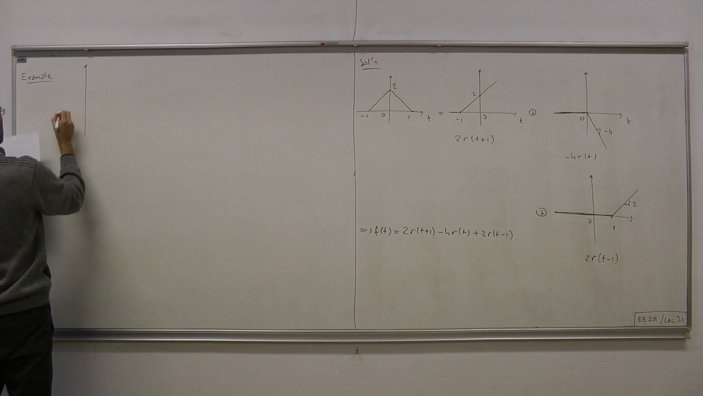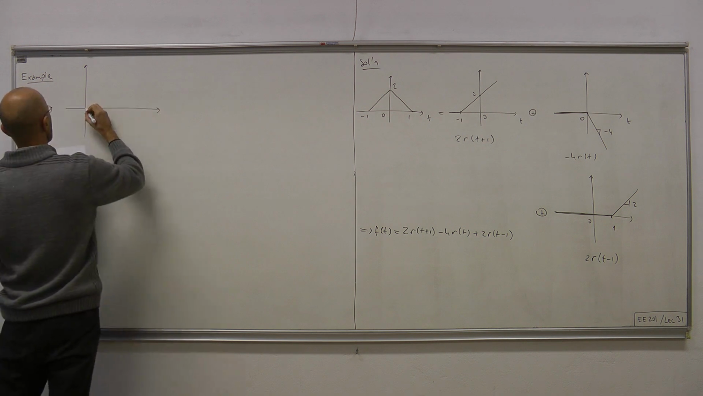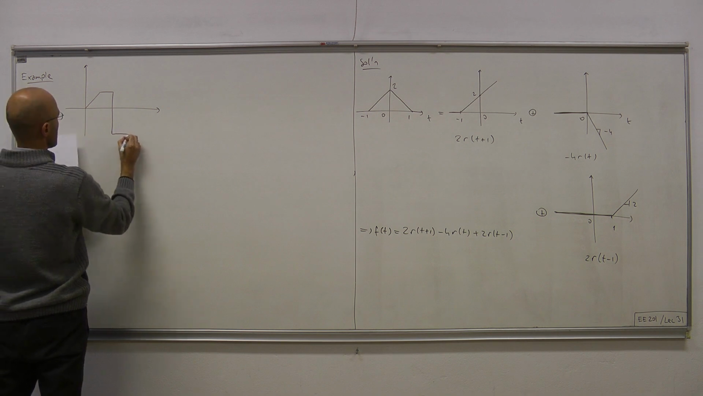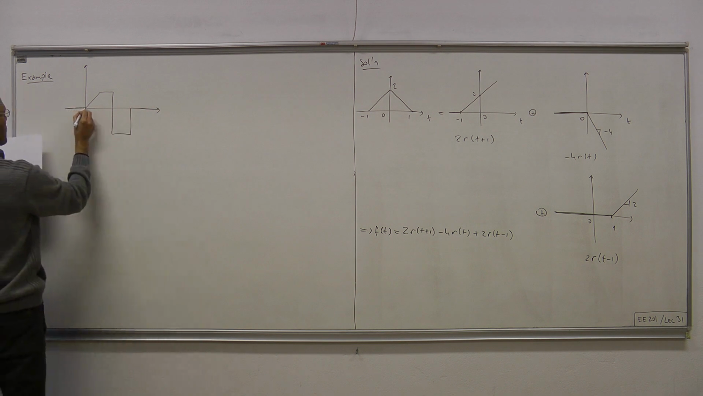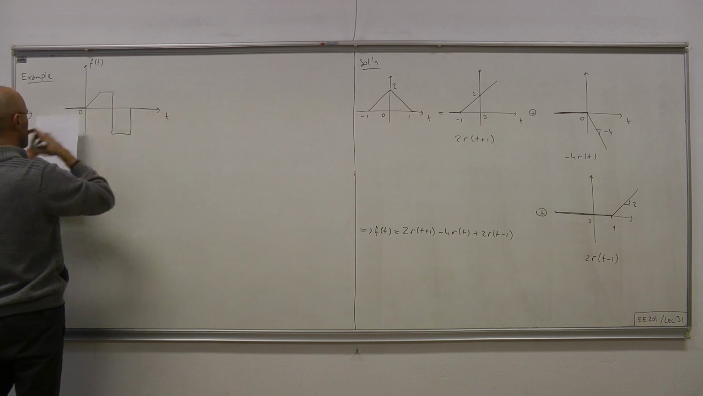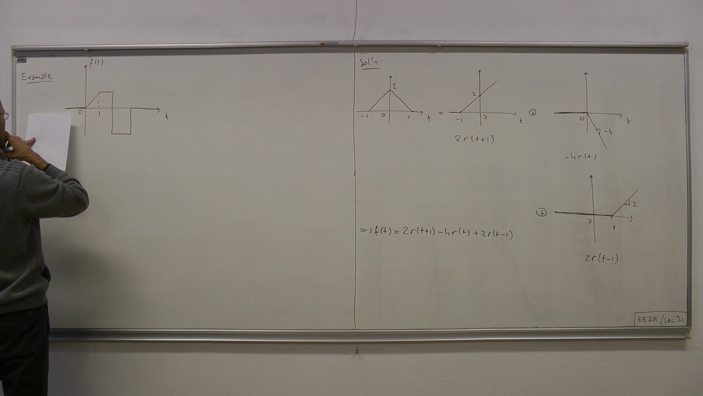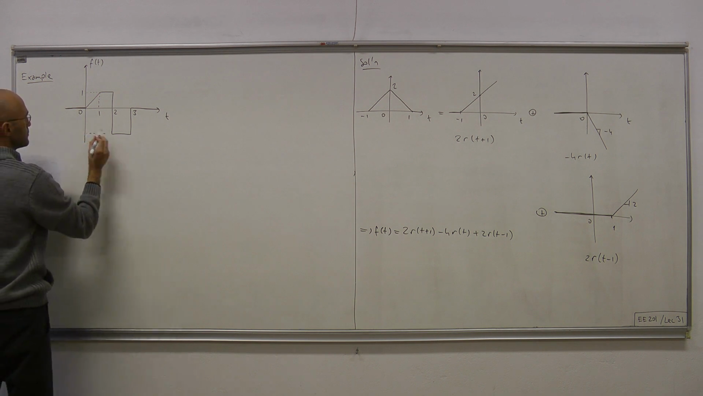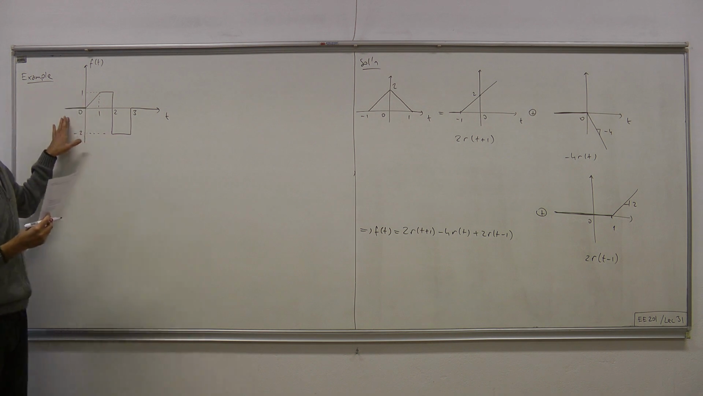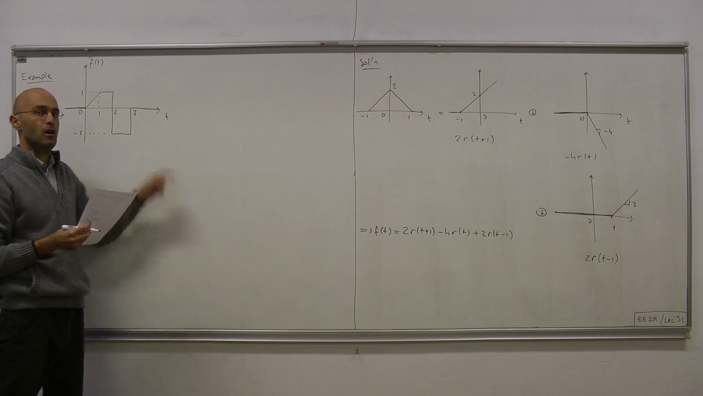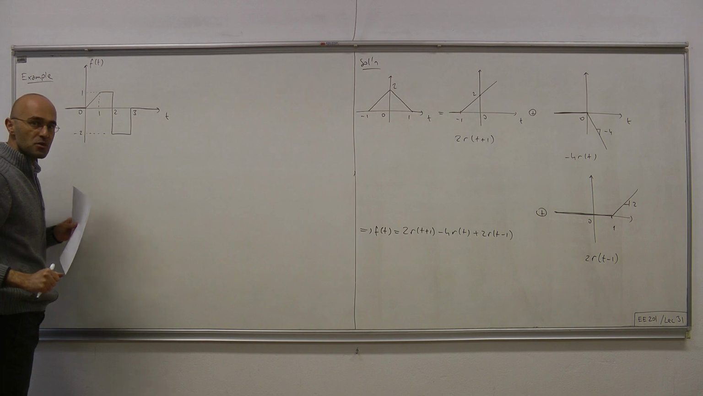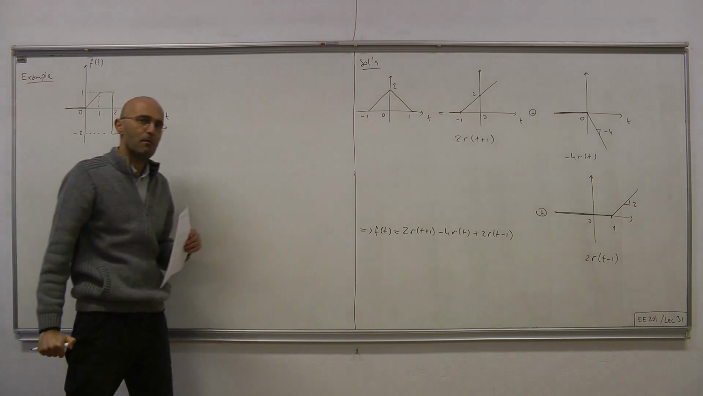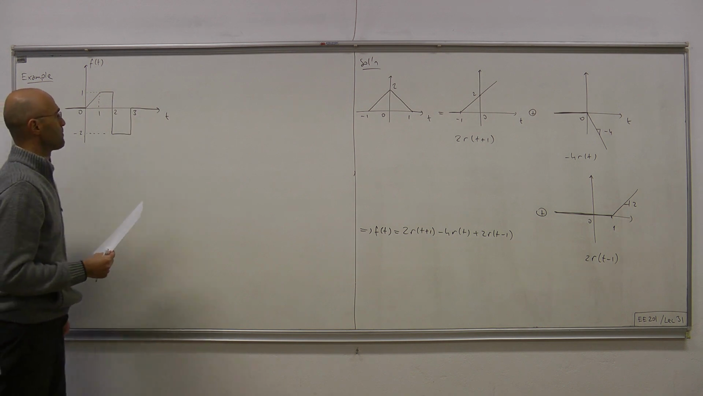This time f of t is given as follows. It's 0 for negative values of t, and it's 0 for t larger than 3. Between 0 and 1, it climbs with a constant slope of 1. Between 1 and 2, it's constant at 1. And between 2 and 3, it's constant at minus 2. Okay, and then from 3 forward, it's 0.